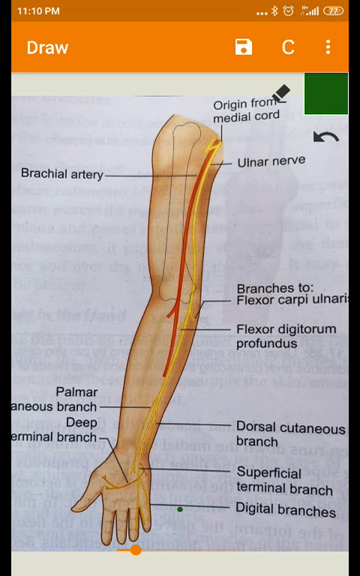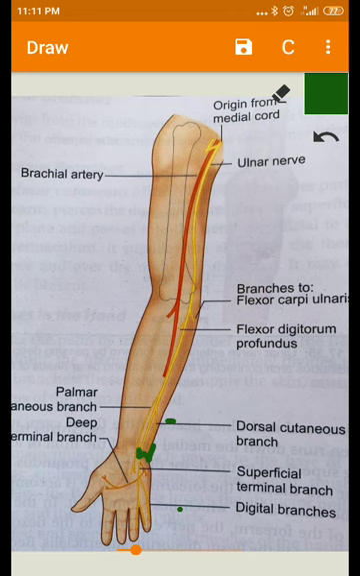Okay, and it becomes superficial in the lower one third. So what happens in the lower one third? It lies between the tendons of flexor carpi ulnaris medially, and the tendon of flexor digitorum superficialis laterally. So the nerve lies in between the two tendons.